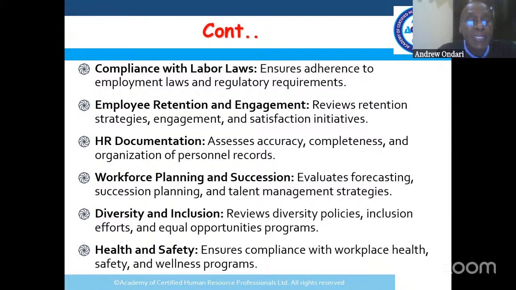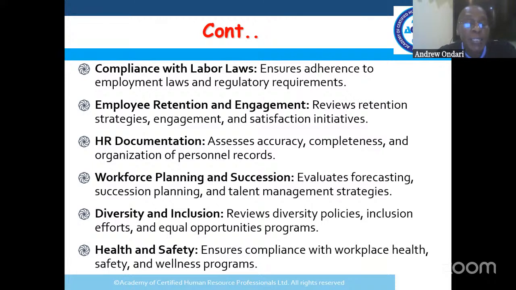The other area that is audited is diversity and inclusion, which I've talked about, but I would like to address myself to the last one on my screen, that is health and safety. Health and safety is very important because it ensures that employees are productive. Employees who are sick or who are injured are not productive. So we need to focus on this as HR auditors to ensure that the environment in which people work is healthy and safe. So healthy initiatives must always be there.